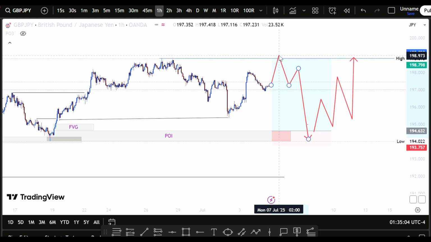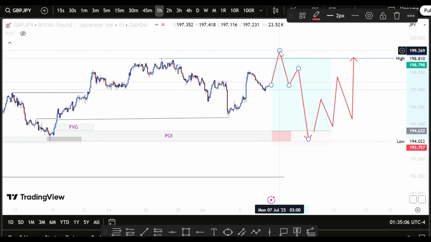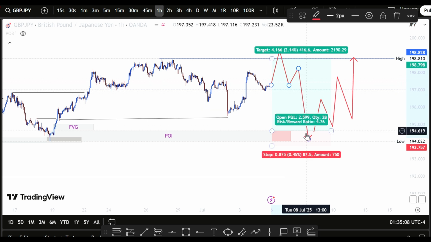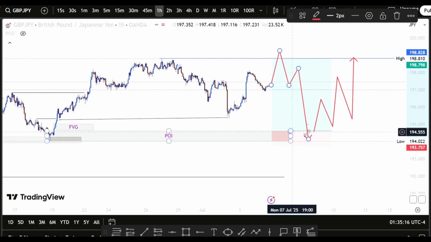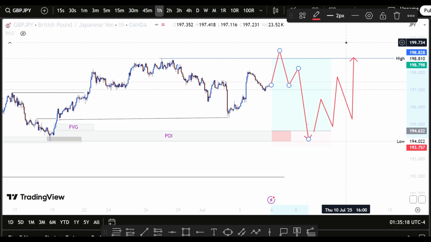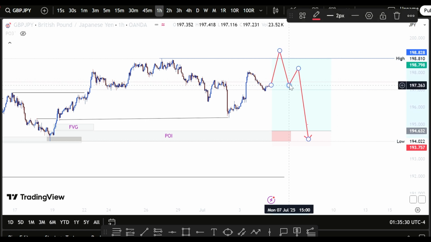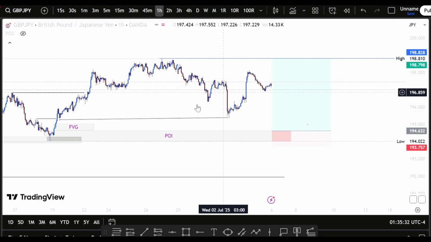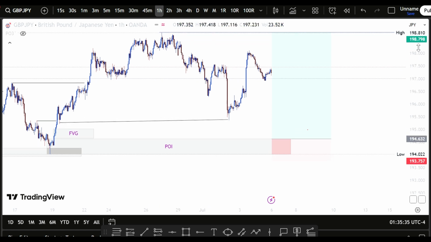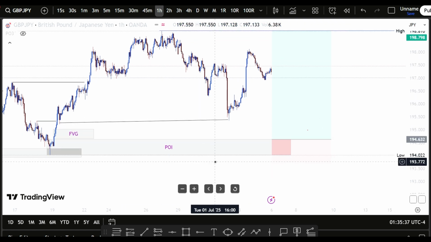Maybe price could move, take out this high, then possibly come down here, tap into our point of interest, engineer some sort of orders around here down to the upside to continue the bullish trend. So this is what we're anticipating. We don't know what price is going to do, but let's keep this in mind that this is our POI and we're expecting price to come down here.